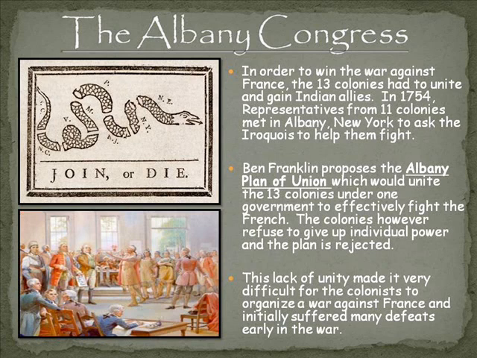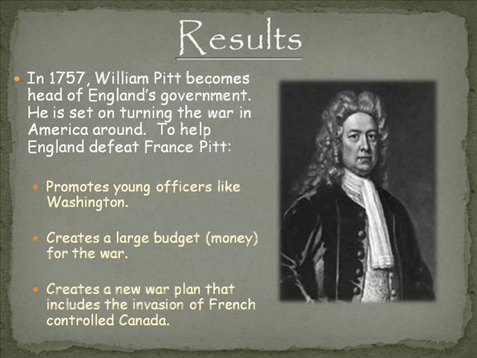The whole idea of the Albany Plan of Union was you're stronger together than separate. The idea is that it's much easier to break one stick than to break a group of them. This lack of unity made it very difficult for the colonists to organize a war against France, and they initially suffered many defeats early on in the conflict.